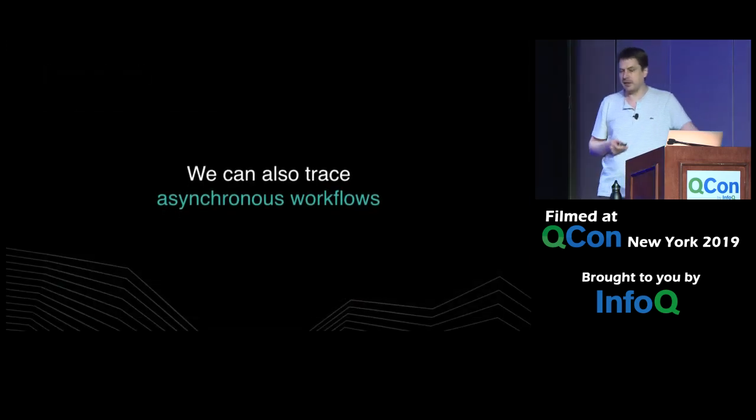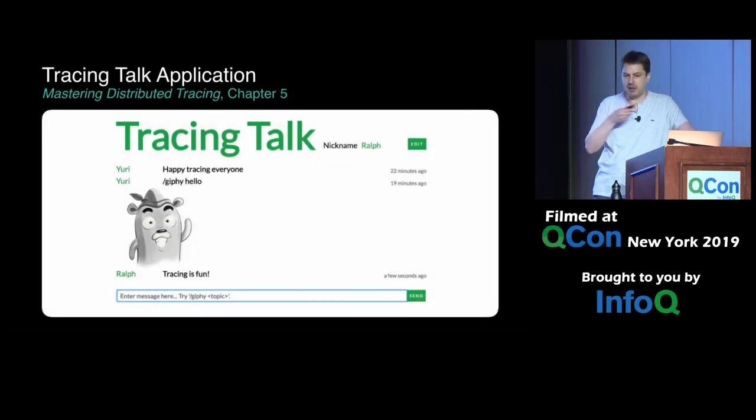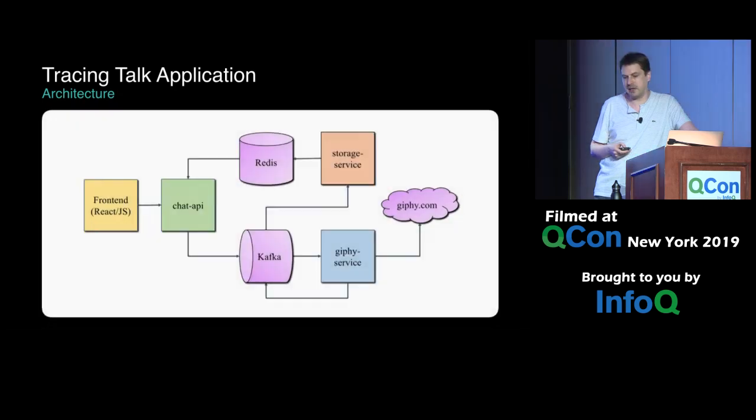And we can also trace asynchronous workflows with this tool. This example was purely RPC, right? But if you have a system based on Kafka, in fact, when I was writing my book, I had a chapter about exactly that, so I decided to put it in the slide. There's this mock application from my tracing talk, which is an online chat application where you can chat with someone, and then you can also put a Giphy and some title, and it will pull an image, right? Very standard thing. And so the architecture of that application looked like this.